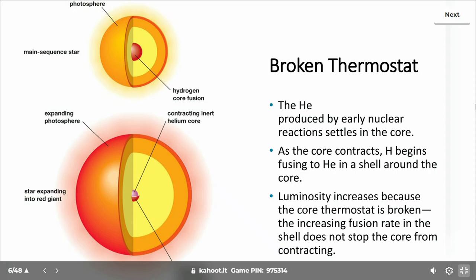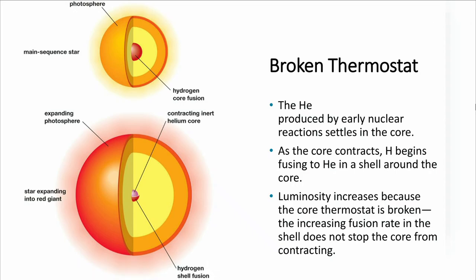Now, we talked about how the core is able to regulate its own temperature. When everything's working well, if the core gets too hot, it'll expand, cool off, have fewer reactions, and then stabilize itself. Or if it gets too cool, it'll cause more reactions to happen, which will cause it to expand, and then it'll cool off and regulate itself.